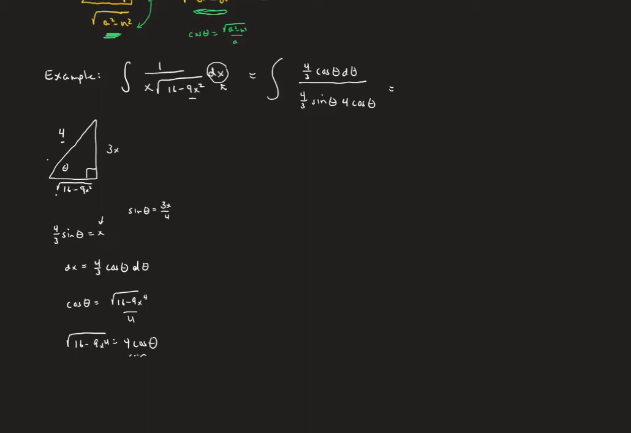Okay, let's see what we can do with this. Well, it looks like we can cancel one of those cosines. And so we can also cancel the 4/3, and we can pull that 4 in the denominator out. So that's going to be 1/4, and what's left is going to be 1 over sine of theta d theta, which I think we want to think of as 1/4 cosecant of theta d theta.